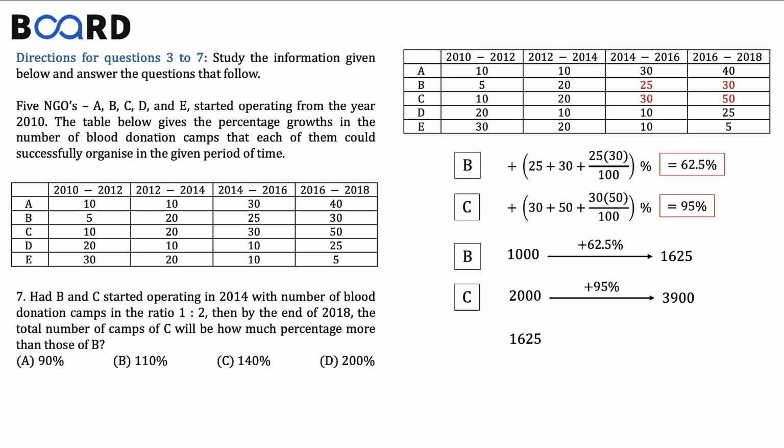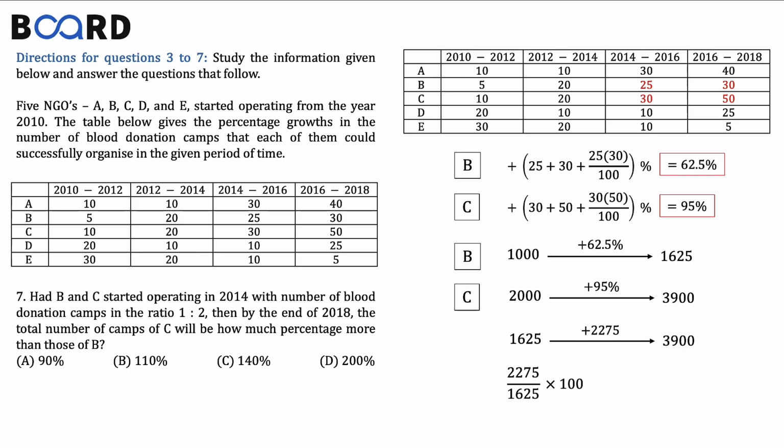So they're asking the total number of camps of C will be how much percentage more than those of B. So 3900 is how much percentage more than 1625. That's what they're asking. So 1625, 3900 is 2275 more. So I have to calculate 2275 makes what percentage of 1625.